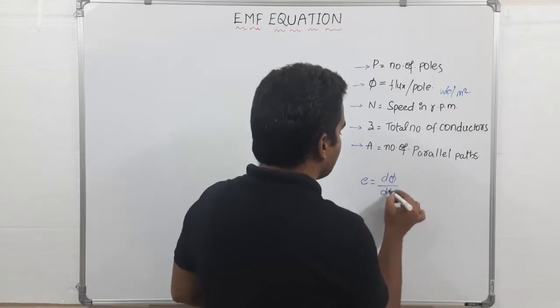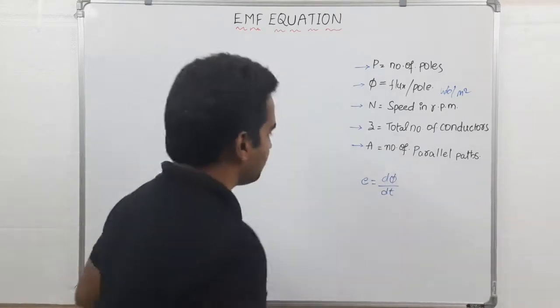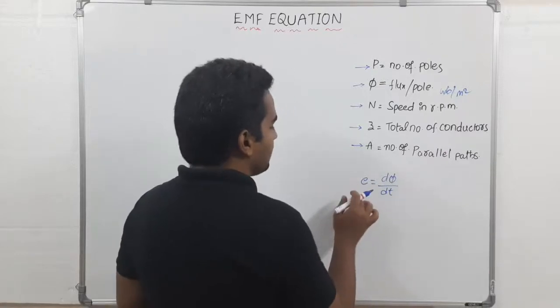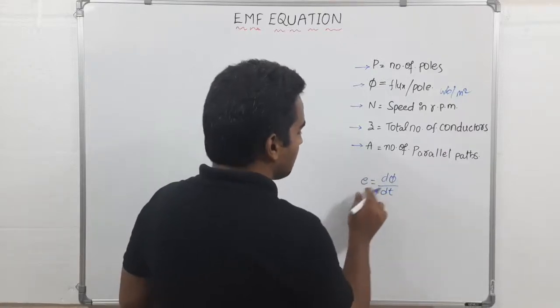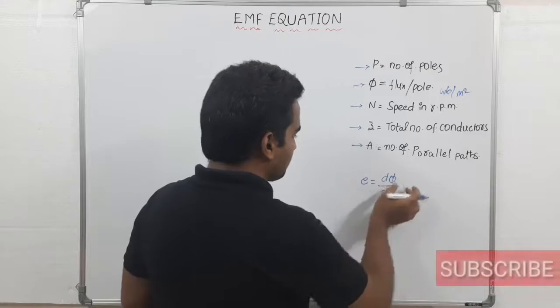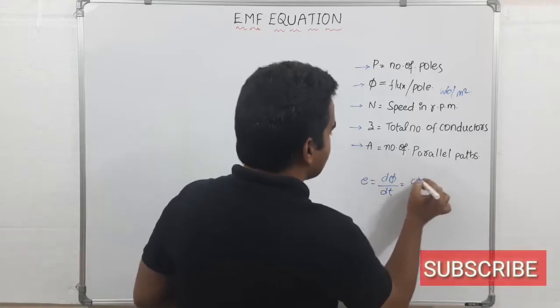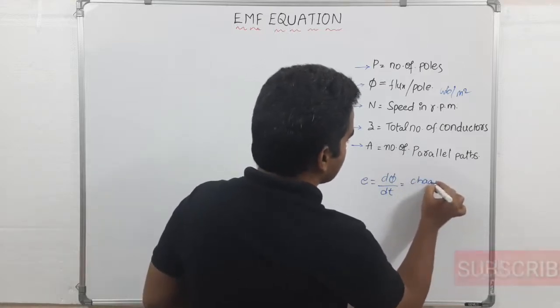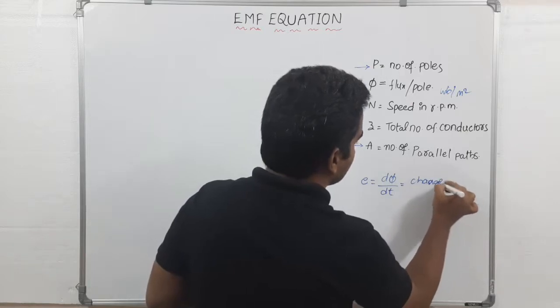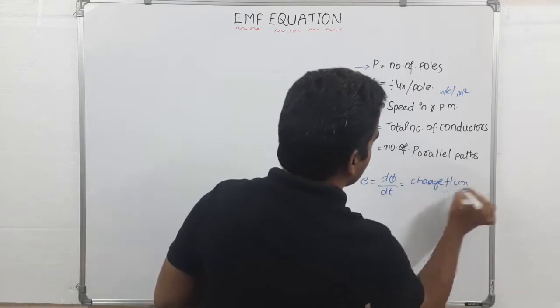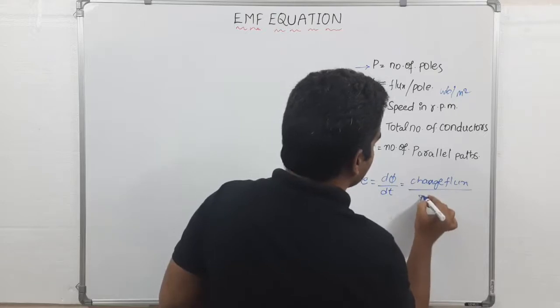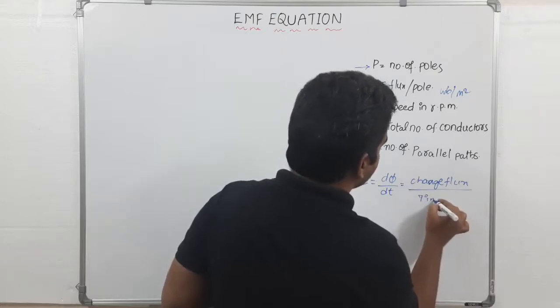The magnitude of induced EMF per conductor can be identified by using the equation E equal to d phi by dt. This is Faraday's second law. The magnitude of induced EMF per conductor, E equal to d phi by dt, is nothing but the change in flux in a certain interval of time.